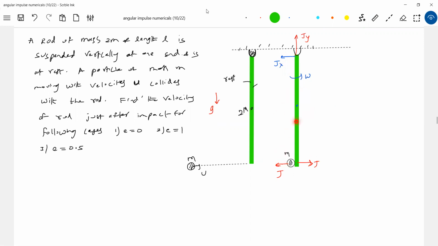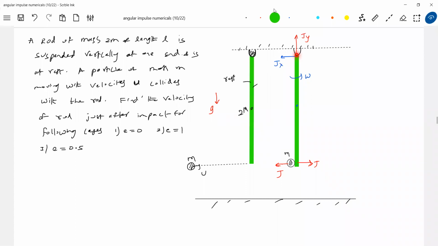Then angular momentum: shall I consider it about any point on the rod, or about the center of mass of the system, or about any point on the ground? Where is the ground? The ground is here. About any point on the ground, or about any point on the rod, or about the center of the rod, or the center of mass of the system, or about the hinge only.